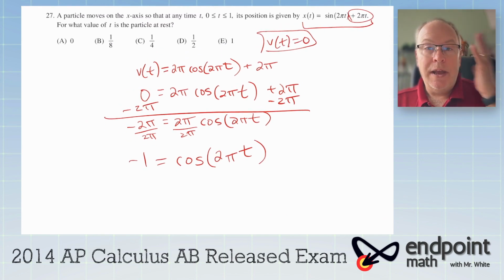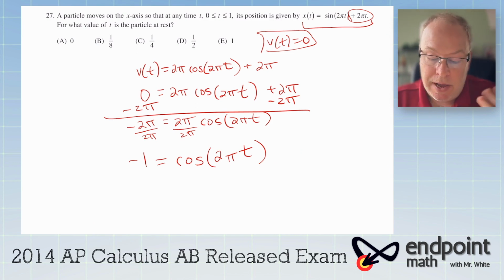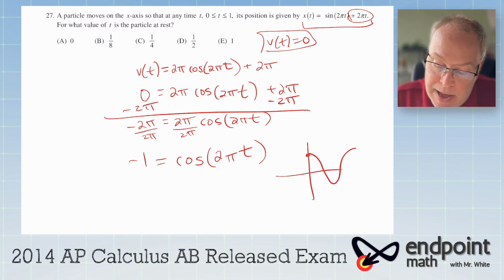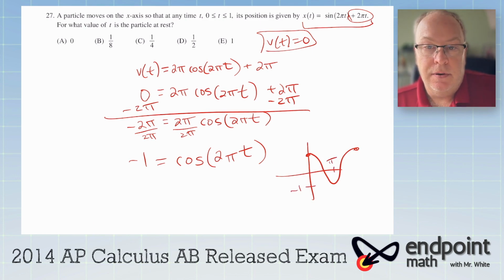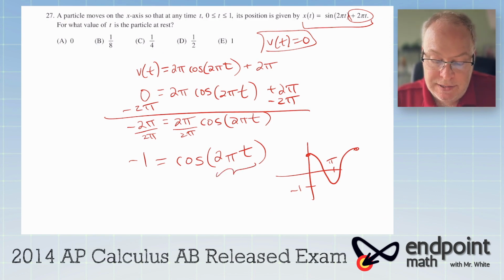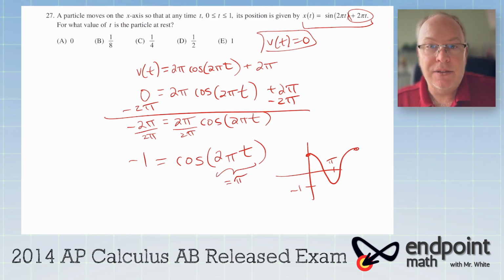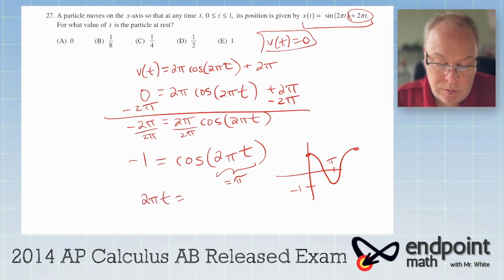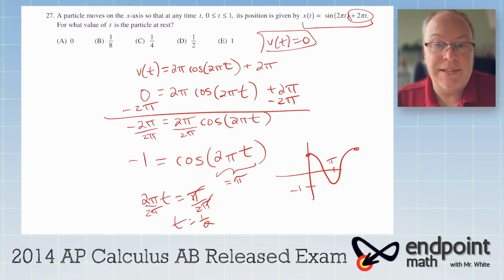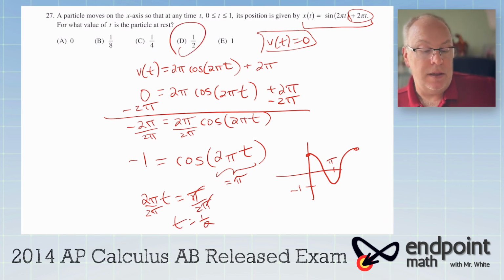All right, when is cosine negative 1? Well, I think about the graph, and I think about it bottoming out right here at negative 1 after pi radians, right? Because it's a 2 pi period. So I want to know, when is this equal to pi? Because that's when we'll have the cosine of pi equaling negative 1. So I set 2 pi t equals pi. I divide both sides by 2 pi. Pi's cancel. T equals 1/2 of a second.